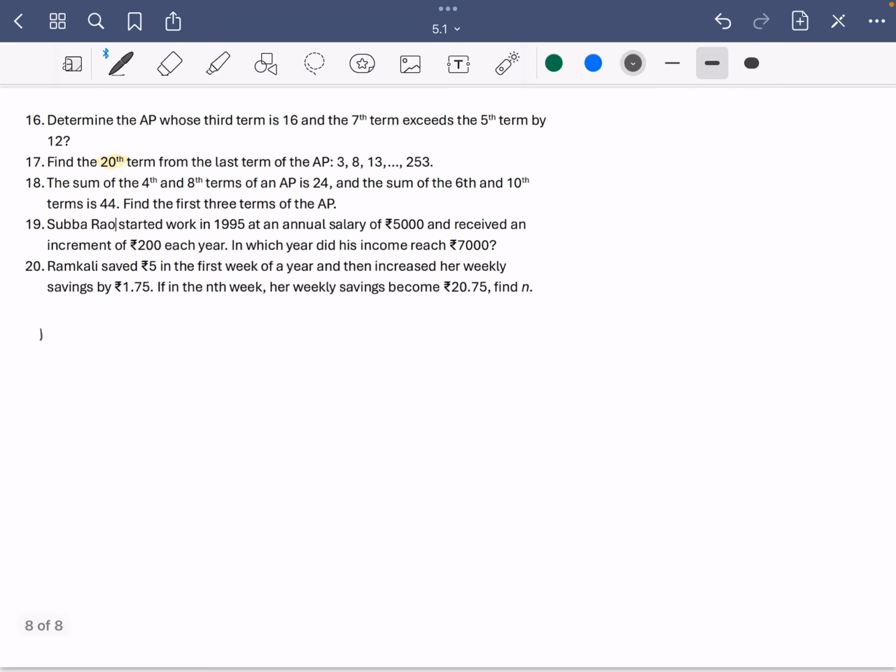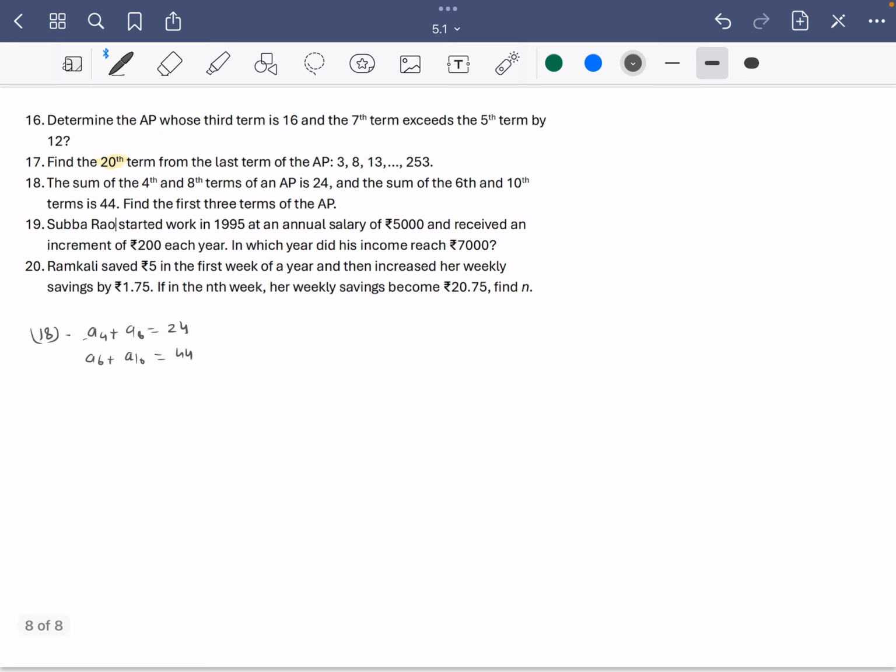Eighteenth question. The sum of 4th and 8th terms of an AP is 24, and the sum of the 6th and the 10th terms is 44. Find the first 3 terms of the AP. So the sum of 4th and 8th term is 24, and 6th and 10th term is 44.